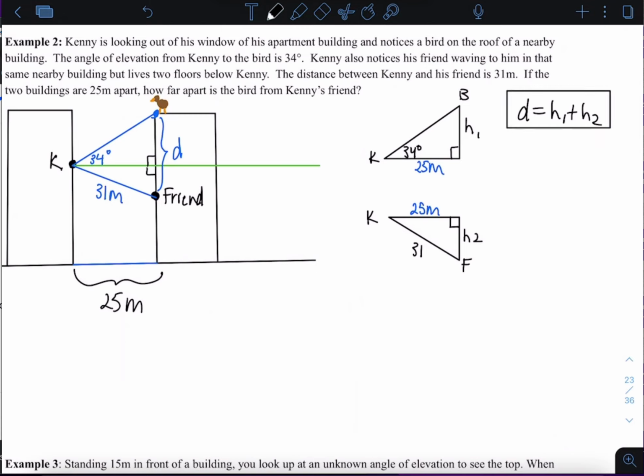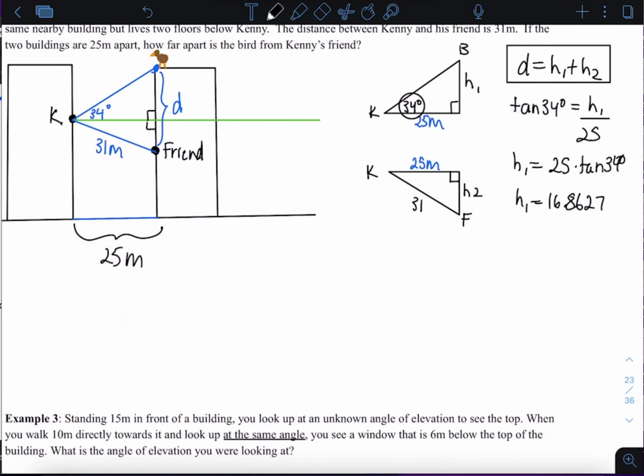Okay, so let's look at H1. If I use this as my angle of consideration, I get tan 34 degrees is opposite over adjacent. This one's not so bad. I can see that H1 is 25 times tan 34 degrees. H1 is 16.8627.